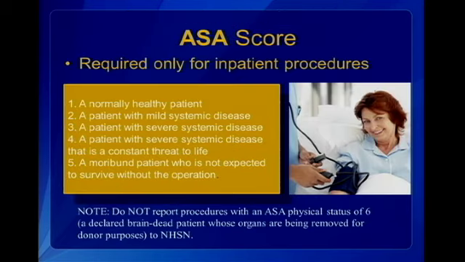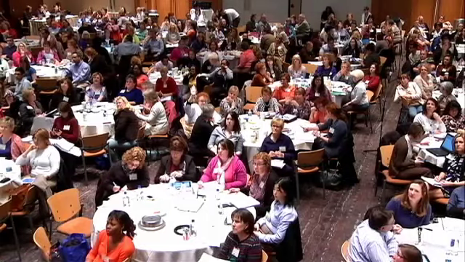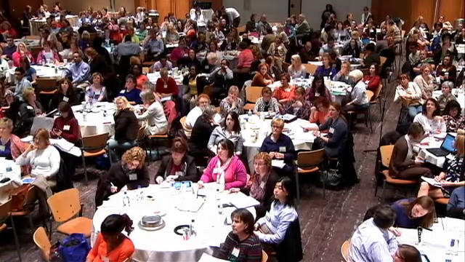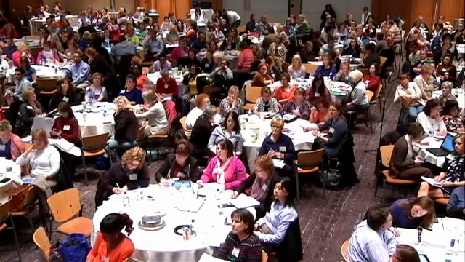This was the new wording. It was a little different, tweaked, nothing substantive. But there is an ASA score of 6 that you might find in your records. How many of you have ever seen a 6 come across? Oh, I've got about 10 hands up. 6 is the ASA score that's usually assigned on a brain-dead patient when they're harvesting organs. And so we do not want those.